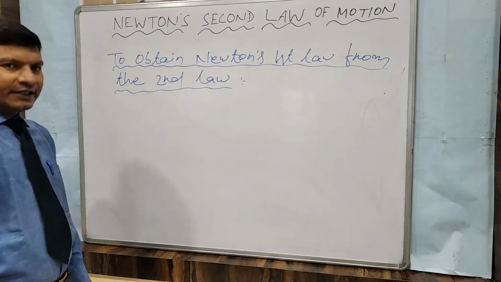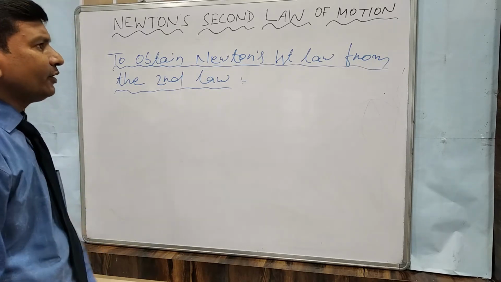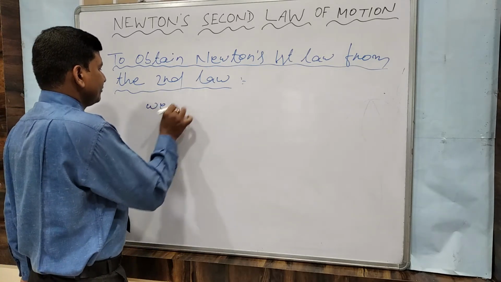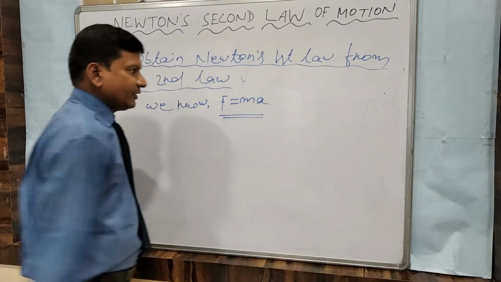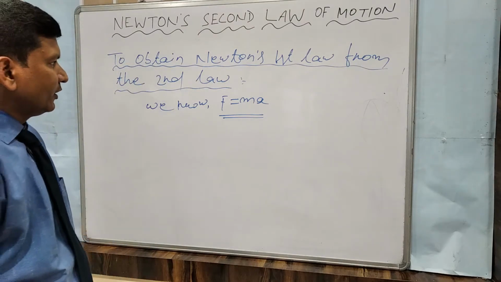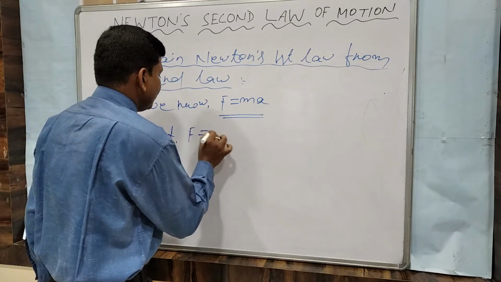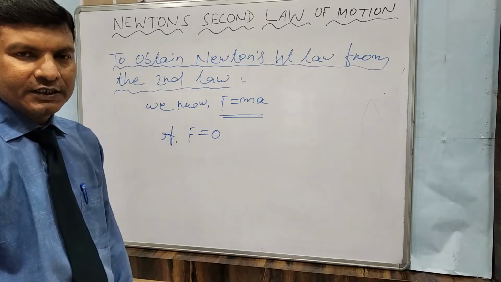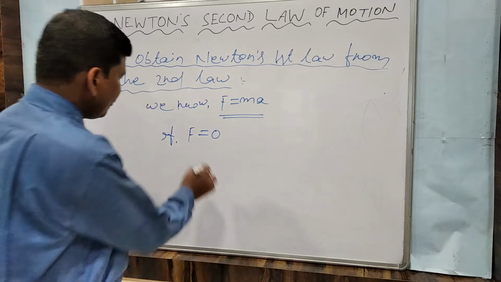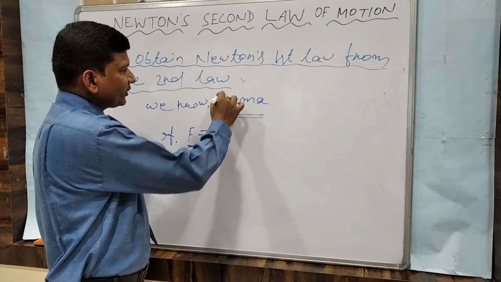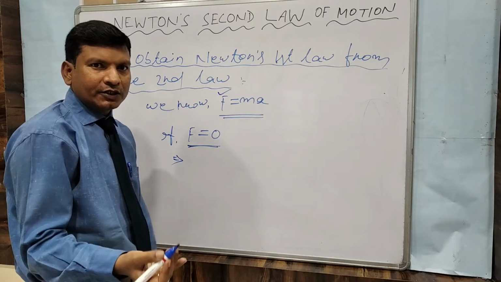So now see how to derive Newton's first law of motion from the second law. According to Newton's second law of motion, we know F equals ma. This is the expression of Newton's second law of motion that I have told you. F equals m into a. Now if F equals 0, what is the meaning of F is 0? It means no force is acting on our body. No force is applied on our body. Now when no force is applied on the body, F equals 0, then we can write that m into a is also equal to 0.